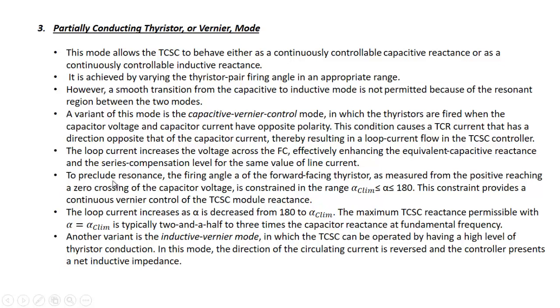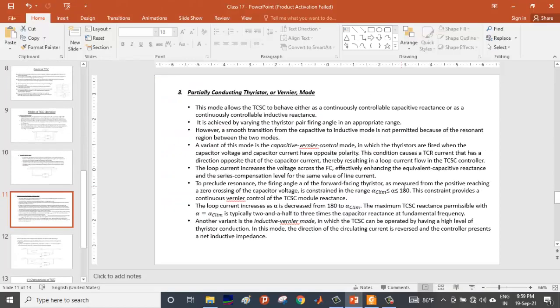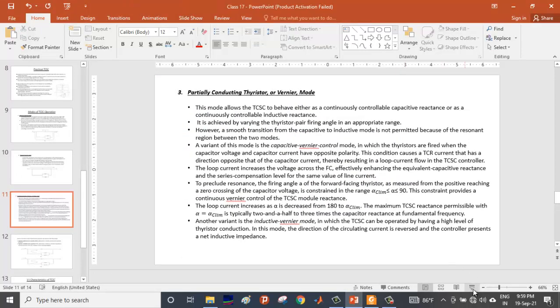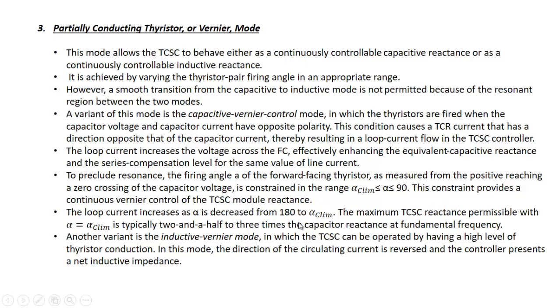Again, to avoid the resonance, the firing angle of the forward facing thyristor is measured from the positive going zero crossing of the capacitor voltage. It's constrained in the region alpha C limit to 180 degrees with respect to origin, or alpha C limit to pi by 2, or 90 degrees with respect to peak. So I'll write it here as 90 degrees only, because we are continuously seeing it with respect to peak. This construct provides a continuous control of the TCSC module reactance.